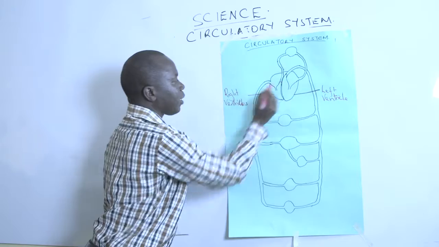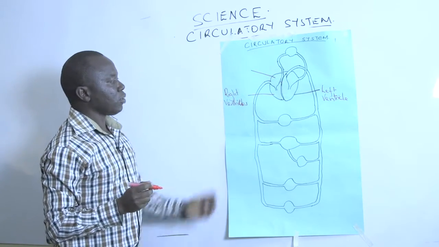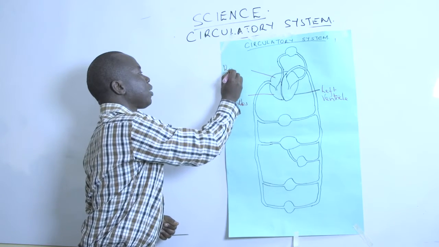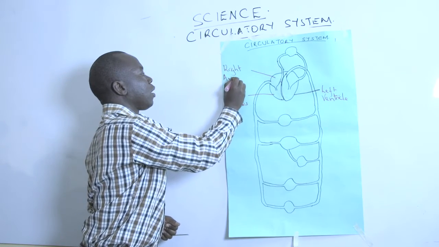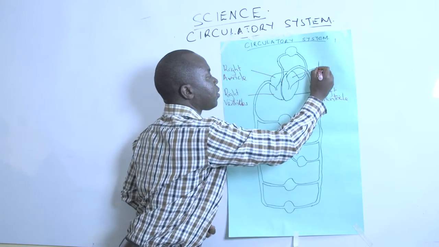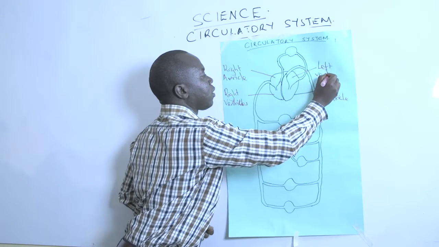And then the upper chambers are called auricles. So if it's on this side, it will be called right auricle. On this side, it shall be called left auricle.